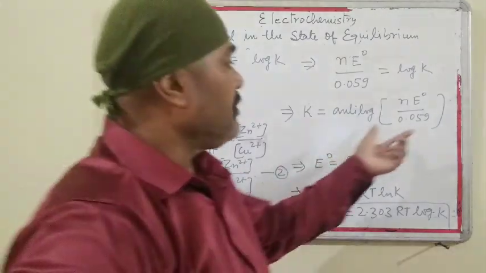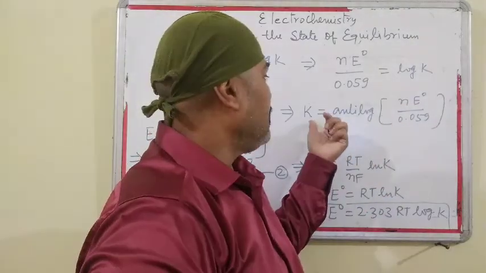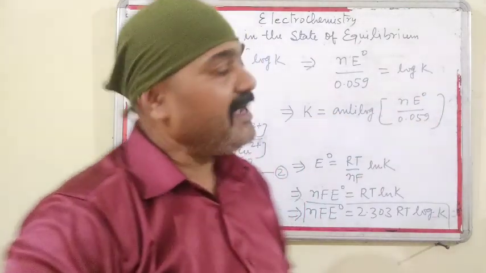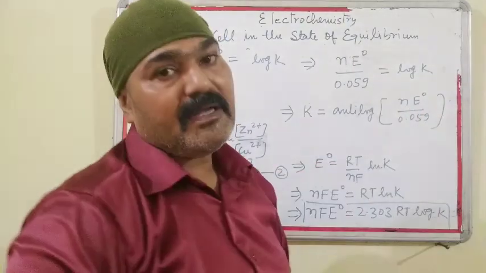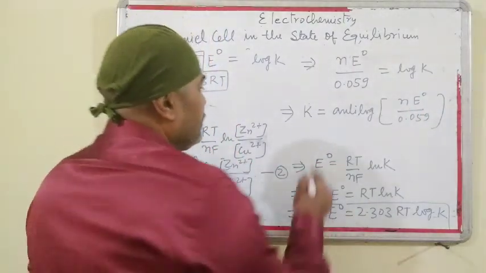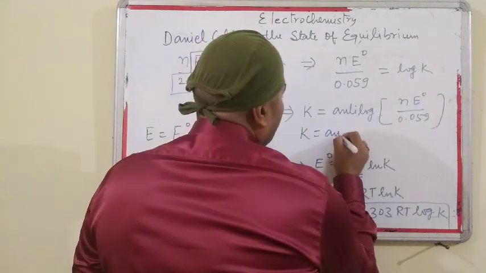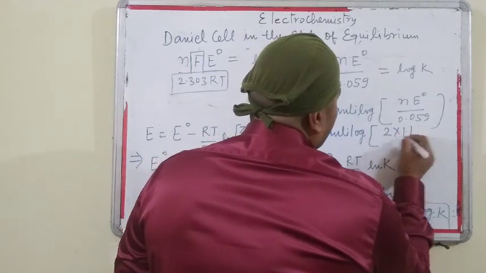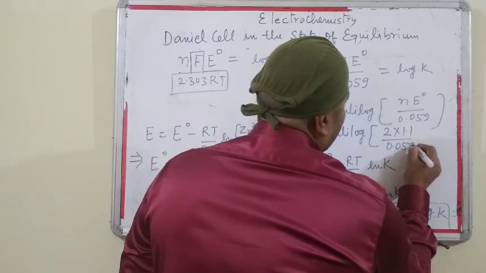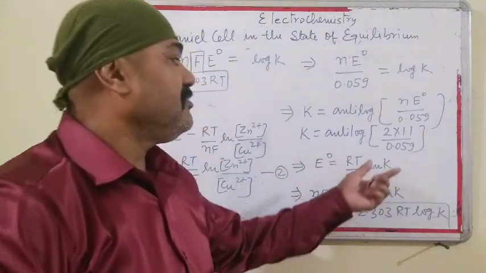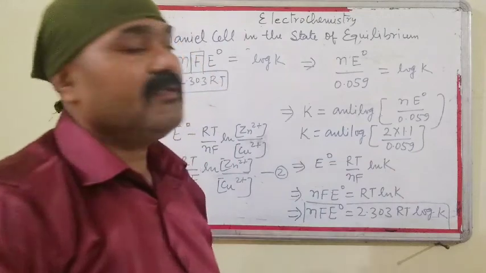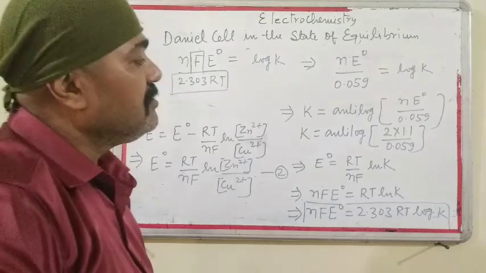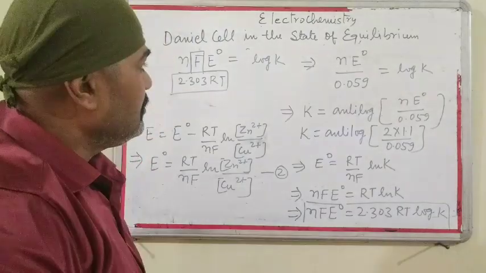Okay. Now we can find out the value of the equilibrium constant for the Daniell cell. We know that for the Daniell cell the value of n is 2, and E0 we very well know is 1.1. Okay. So K equals the antilog of 2 into 1.1 divided by 0.059. If we can find out the antilog of this, we can find out the value of K, that is the equilibrium constant for the cell. Okay. Thank you.